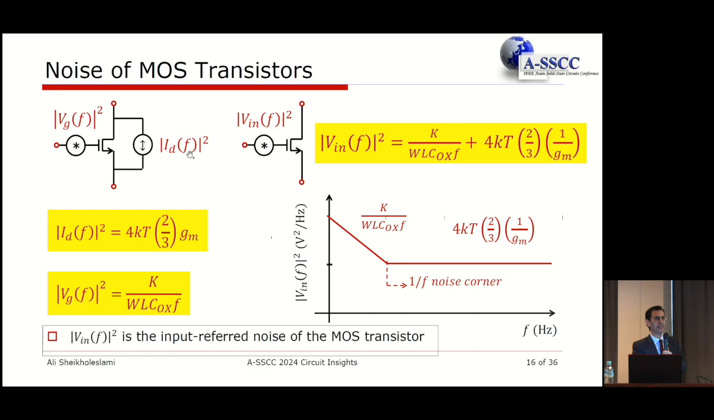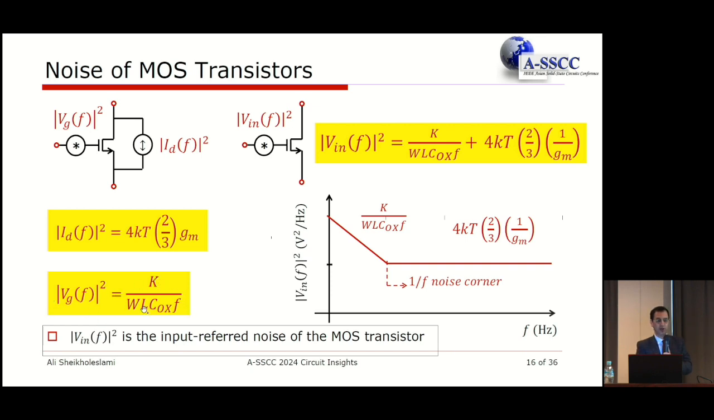But there's another phenomenon that is related to the gate of the transistor and the fact that there's impurity inside the silicon underneath the gate that causes some trapping of electrons. And it turned out that that is creating its own noise because it's a random capture and release of electrons. And that is having a PSD that is inversely proportional to f.